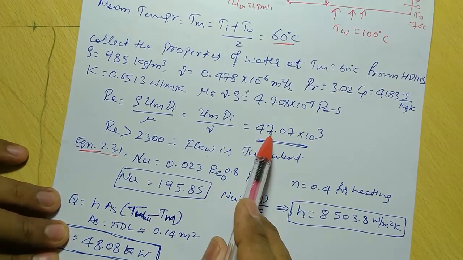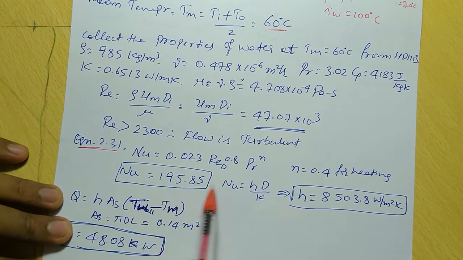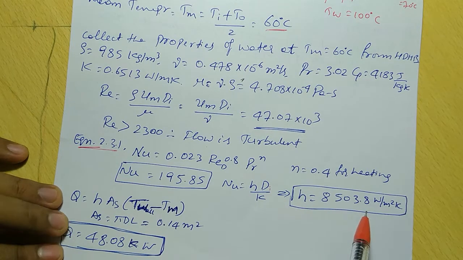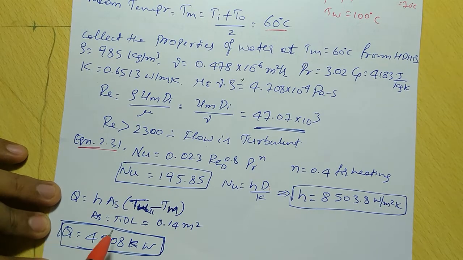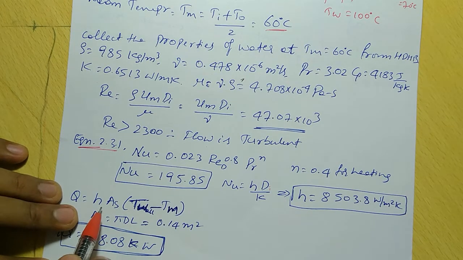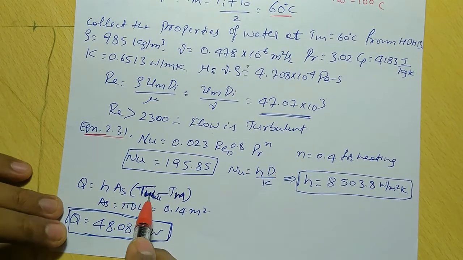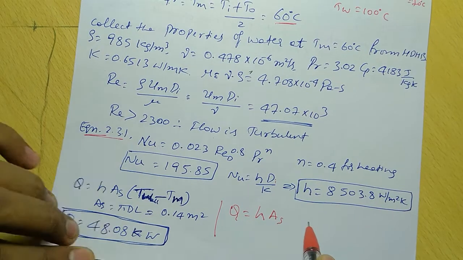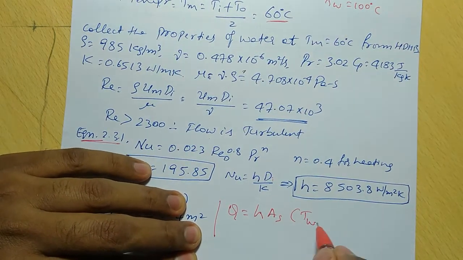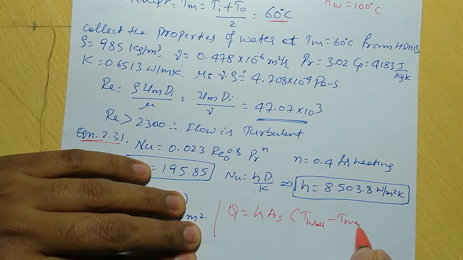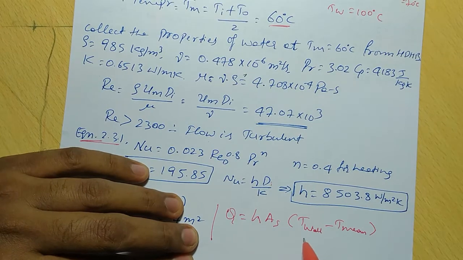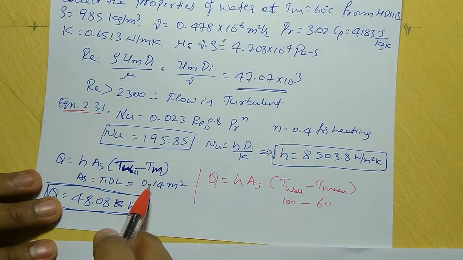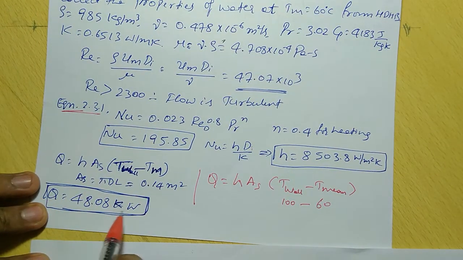Substitute the values. You know the Reynolds number, then you find the Nusselt number. Once you know the Nusselt number, h equals Nu times k by di, and you find the h value. Once you find h, the next step is to find the rate of heat transfer. Q equals h into surface area into wall temperature minus mean temperature. The wall temperature is 100 degrees and T mean is 60 degrees. Substitute the values here and you will obtain 48 kilowatt as the rate of heat transfer.